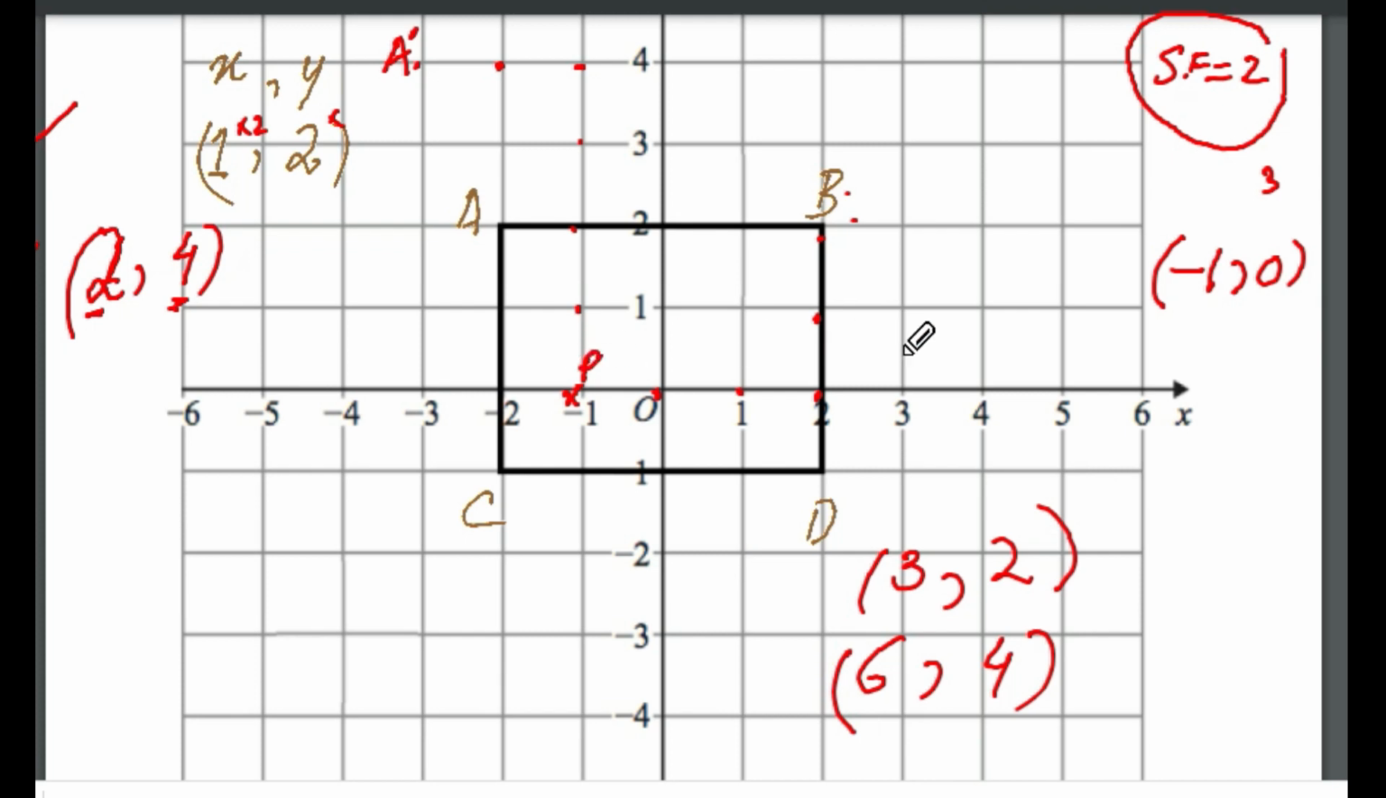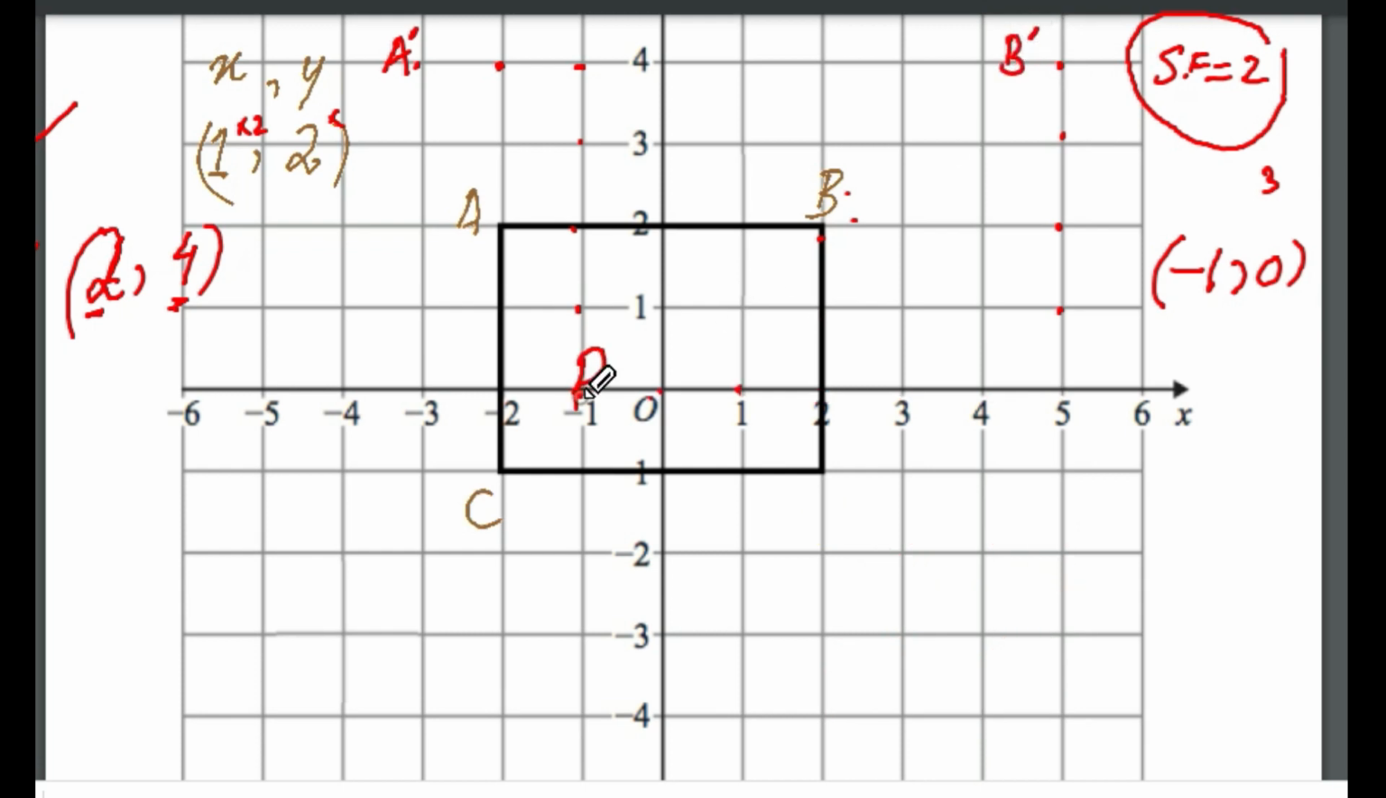It means now you need to enlarge it by 6 and 4, starting from P again, 1, 2, 3, 4, 5, 6 here, and then moving up 4 times, 1, 2, 3, 4. So here you go, B dash is your new point.